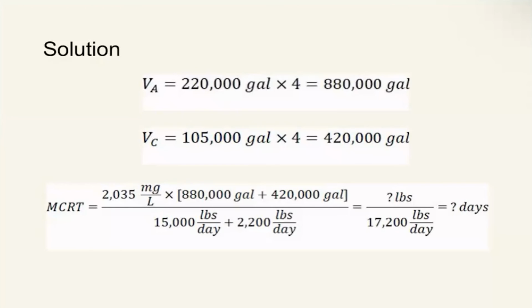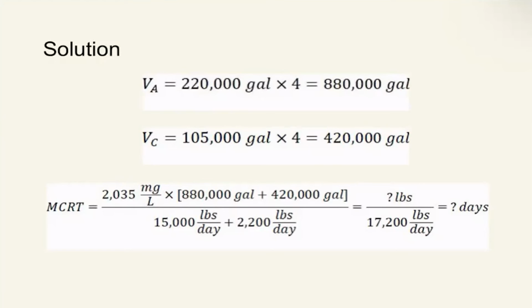Now, the first thing for this equation I noticed is that they mentioned that there's 4 aeration basins and 4 clarifiers. And we were given the volume for a single unit each. Now, the volume of the aerator, we will go ahead and multiply the 220,000 gallons times 4 to get the total volume of aerator, which is represented by V sub A as 880,000 gallons. And we do the same thing for the clarifier, which is represented as V sub C of 105,000 gallons times 4 for a total of 420,000 gallons.